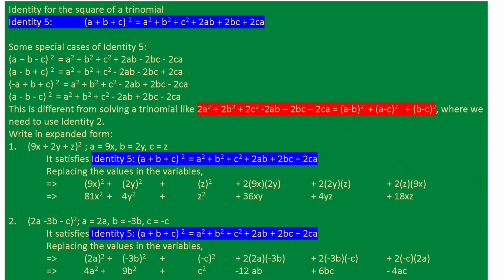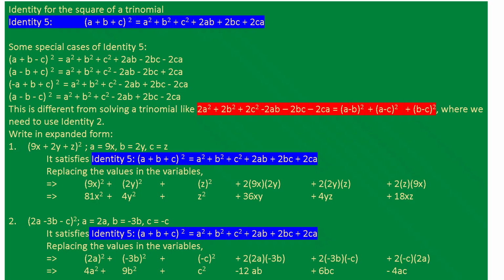There are some variations to this particular identity where either one of the terms or more than one of the terms can carry a negative sign, and I have mentioned them under some special cases of identity 5.